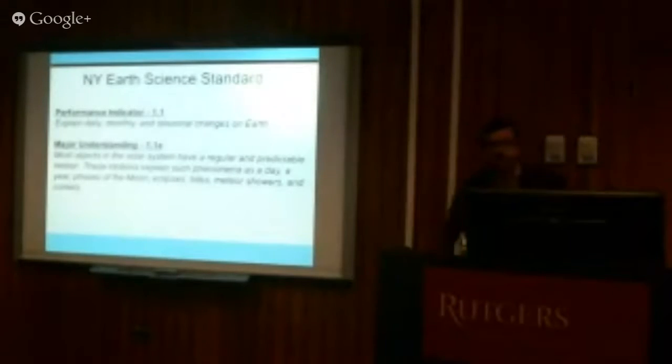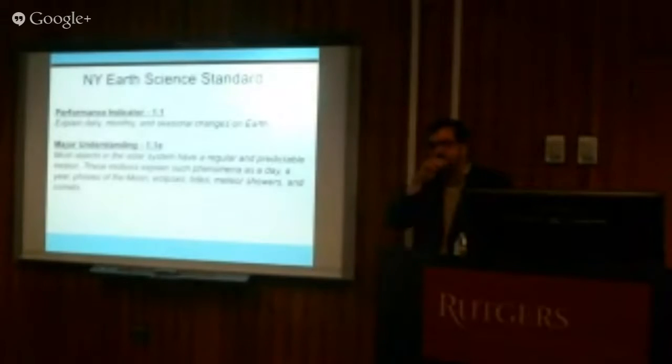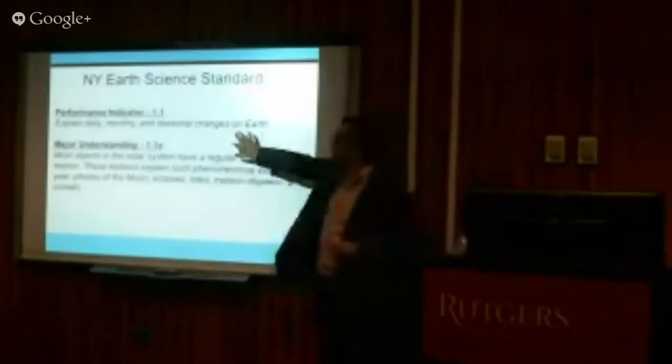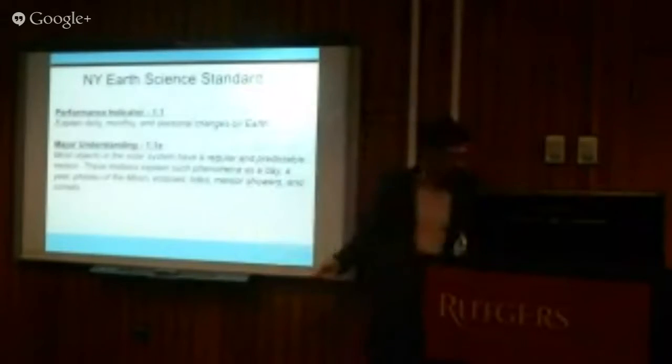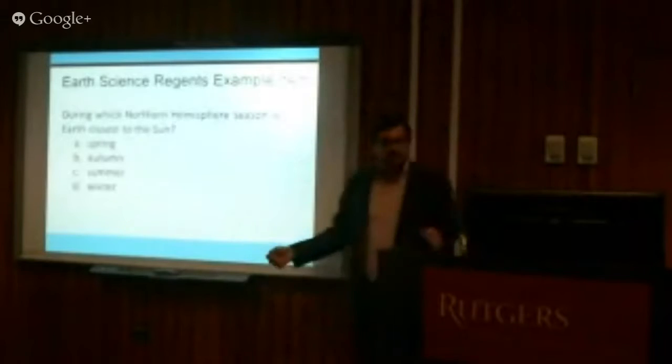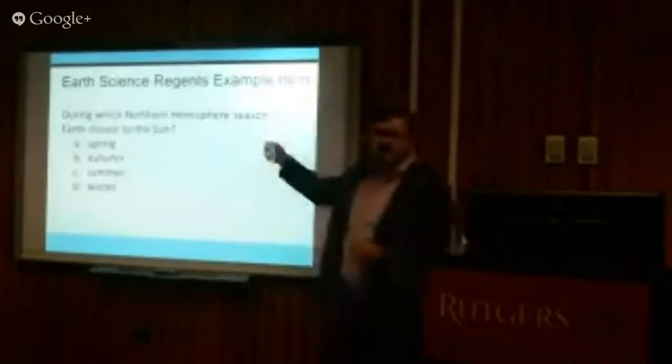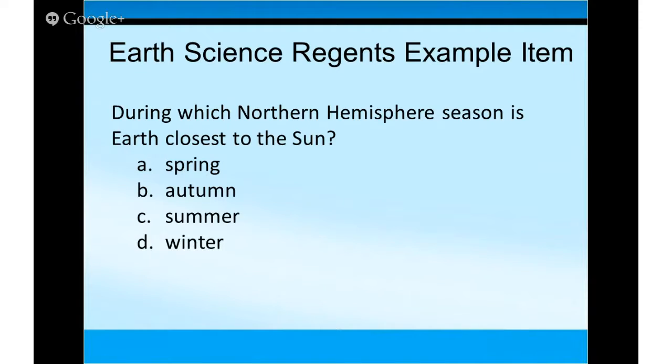So pretty straightforward, right? The major understanding is pretty similar to what you would find in most state standards, and there's a performance indicator here which organizes the major understanding knowledge. Here is the Regents item that was aligned to that standard. Now that's a fair question, right? This is middle school, so this is a relatively typical middle school type item. There's nothing surprising about it. I don't want to say there's nothing wrong with it, but there's nothing surprising about it, right?